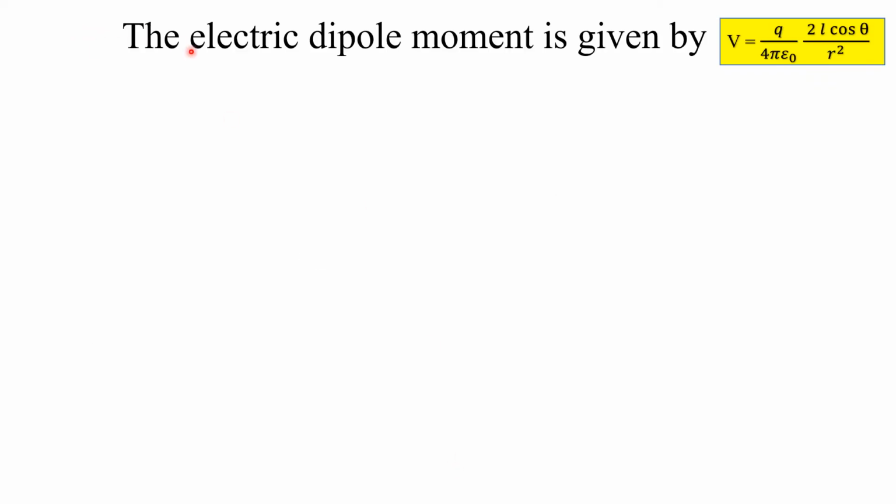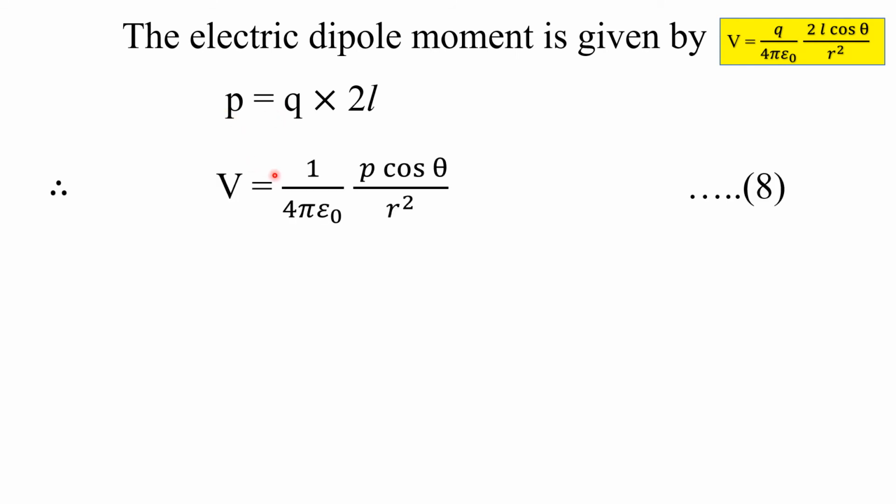Next, the electric dipole moment is given by P is equal to Q into twice L. So in the previous equation, V is equal to Q upon 4 pi epsilon 0 2L cos theta. So Q into 2L is equal to P. Therefore, V is equal to 1 upon 4 pi epsilon 0 P cos theta upon R square. This is equation number 8.